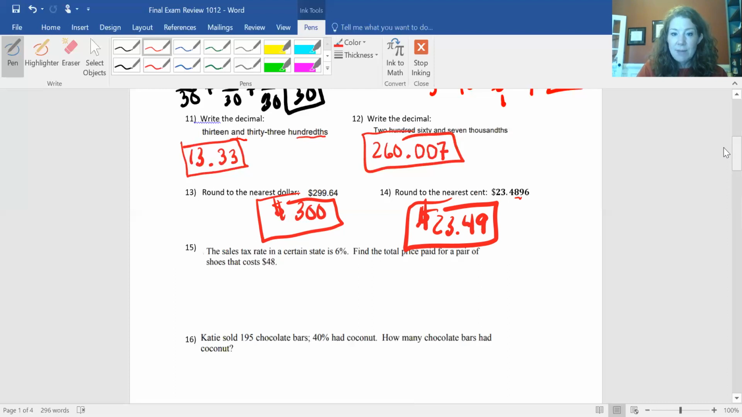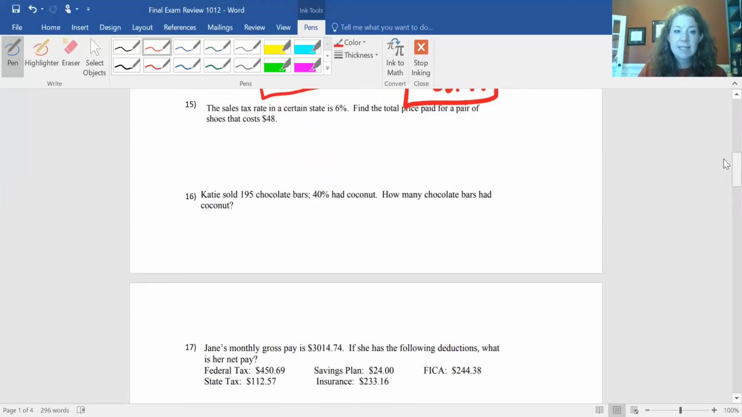So number 15, the sales tax in a certain state is 6%. Find the total price paid for a pair of shoes that cost 48 cents. Well, not 48 cents, silly, $48. So we want to know what is 6% of 48. So I'm going to turn 6% into a decimal, which is 0.06. I'm going to multiply. 6 times 8 is 48. Carry the 4. 6 times 4 is 24, plus 4 is 28. And then I have 2 digits behind my decimal, 1, 2. So my sales tax is $2.88, but it wants the total price of the shoes. So I got to pay for the shoes, and then I add the sales tax.